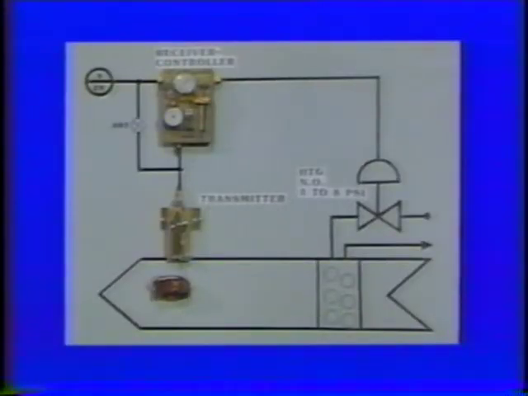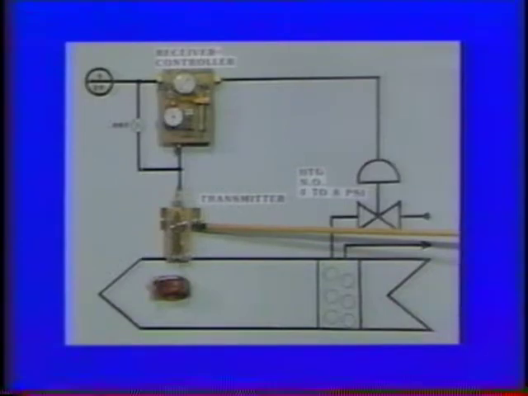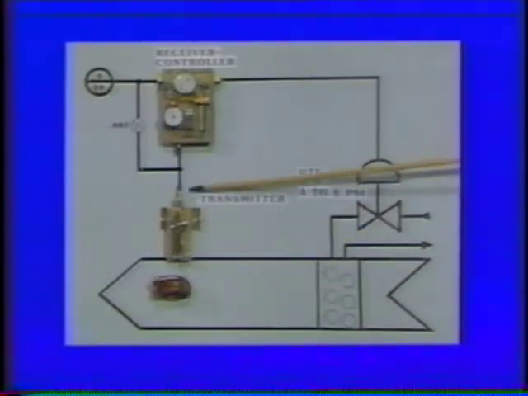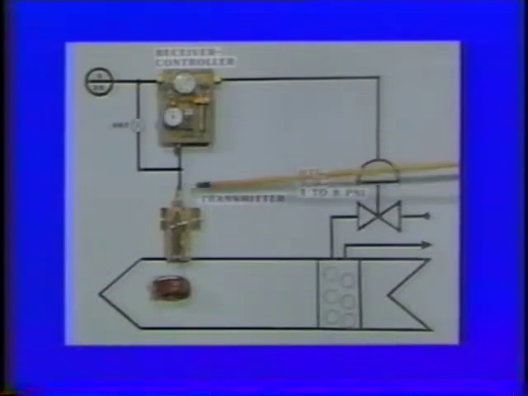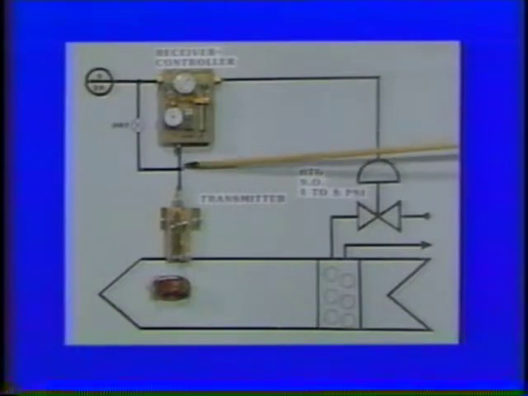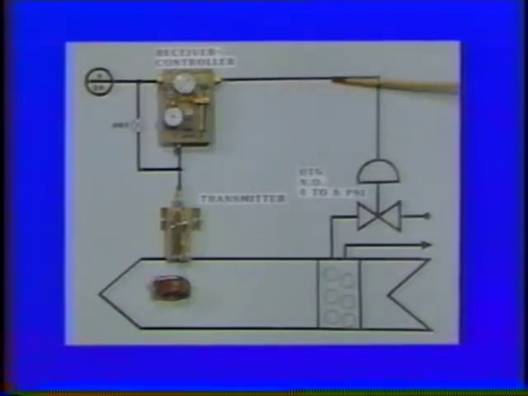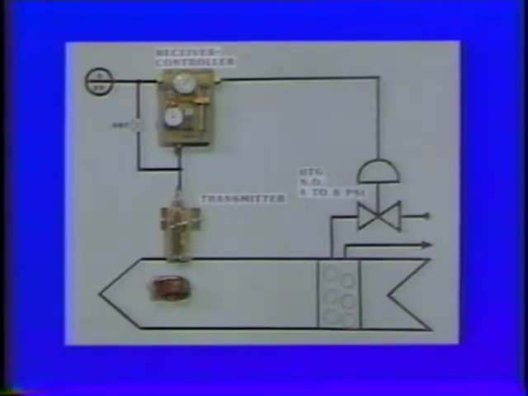Now let's look at the pneumatic transmission approach to the same system. In this case, a temperature transmitter measures the variable and sends a pressure signal equivalent of that measurement to a receiver controller. The receiver controller compares that signal with its set point and produces an output signal based on that comparison. The receiver controller establishes the set point and system sensitivity for the control loop.